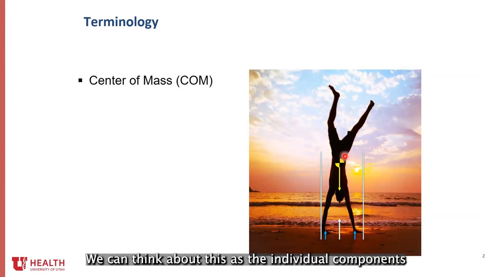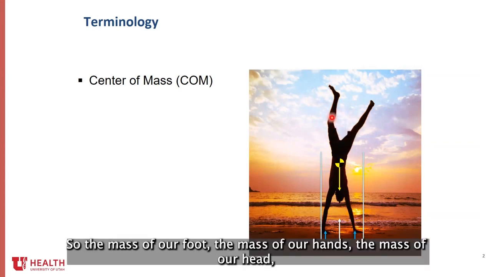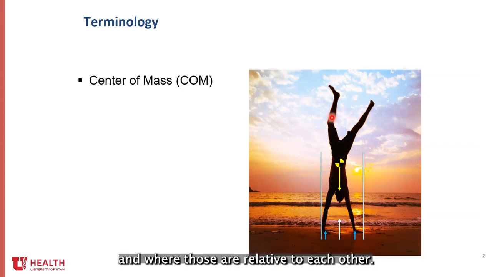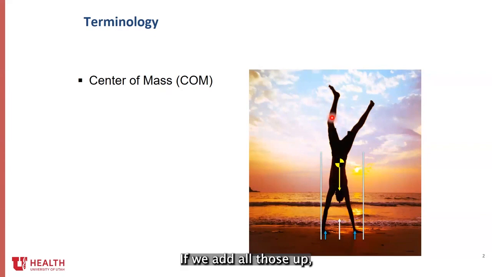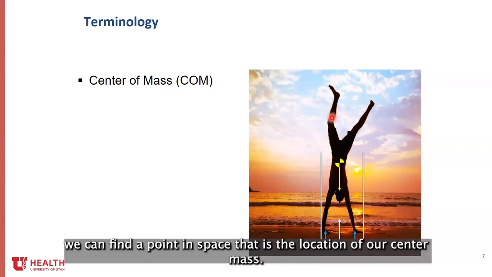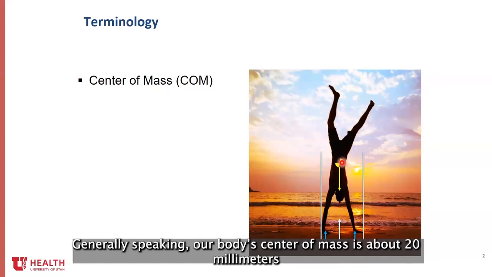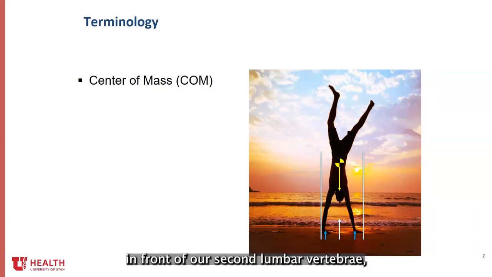We can think about this as the individual components of all of the centers of mass of each of our body segments. So the mass of our foot, the mass of our hands, the mass of our head, and where those are relative to each other. If we add all those up, we can find a point in space that is the location of our center of mass. Generally speaking, our body's center of mass is about 20 millimeters in front of our second lumbar vertebrae, meaning it's pretty close to where our belly button is.